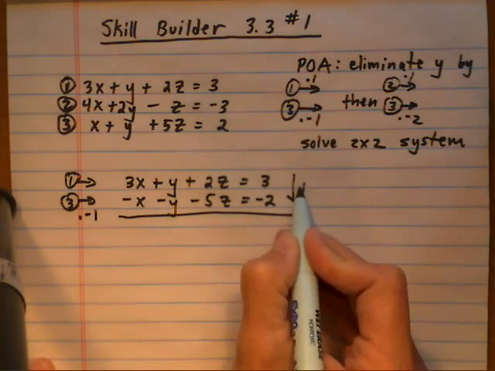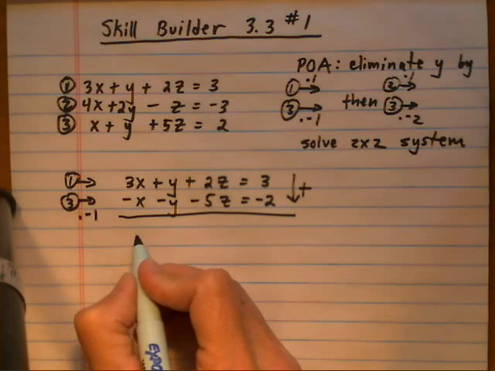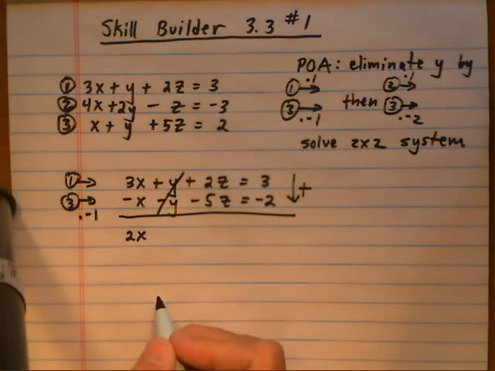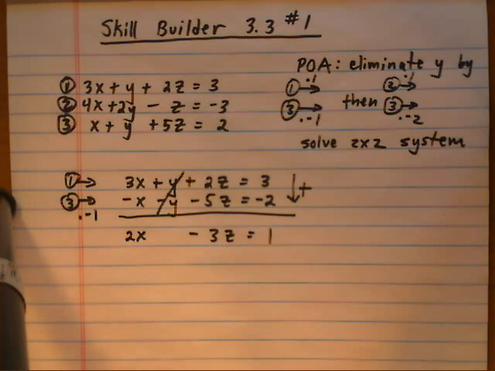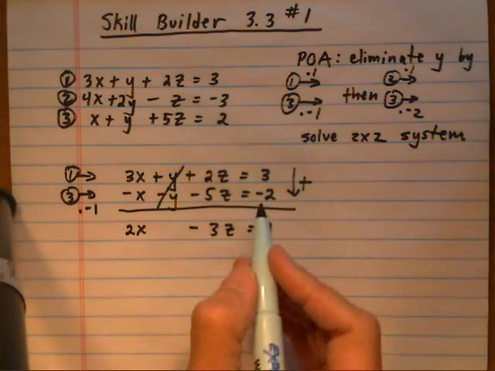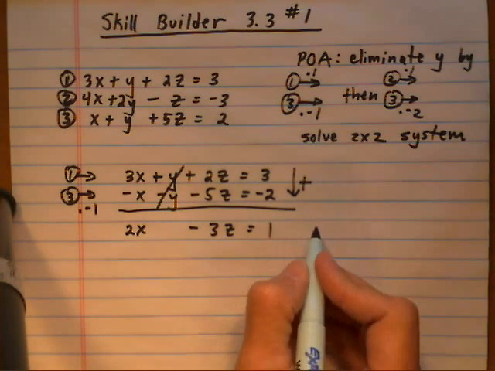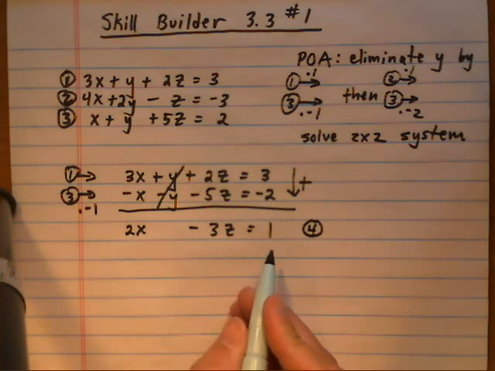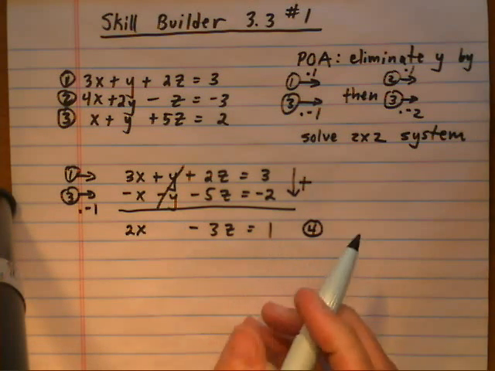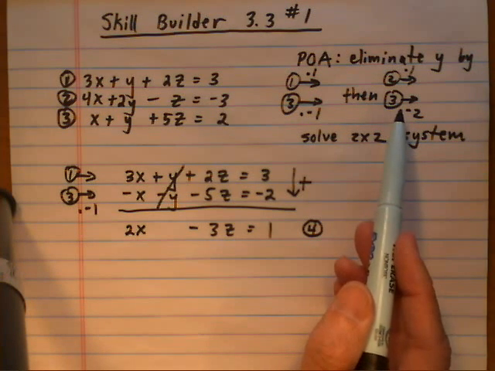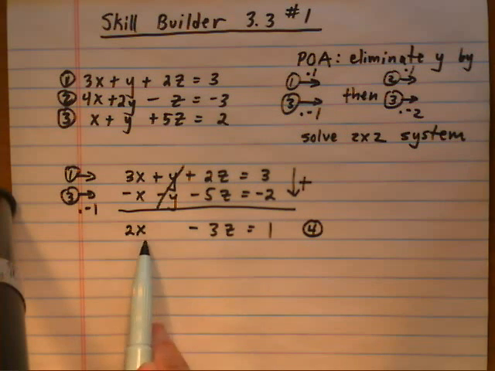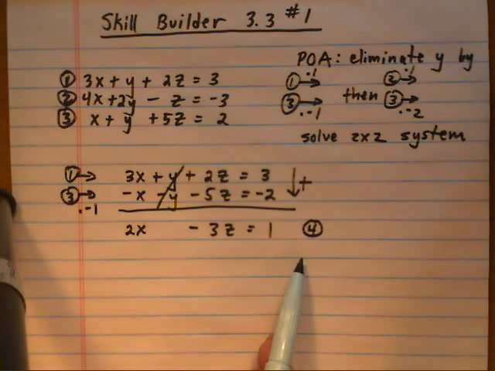Then we go ahead and add those equations, and we get 2x. The y terms are gone. Minus 3z equals 1. What we're going to do here is take this and call it equation 4. I'll just label it, and then we're going to forget about it for a while. Now we're going to go back to our plan of attack, and use equations 2 and 3 to get another equation, which we'll call equation 5. That also has x and z in it, and 4 and 5 will become our new system of equations, a 2x2 system, which we will then solve.